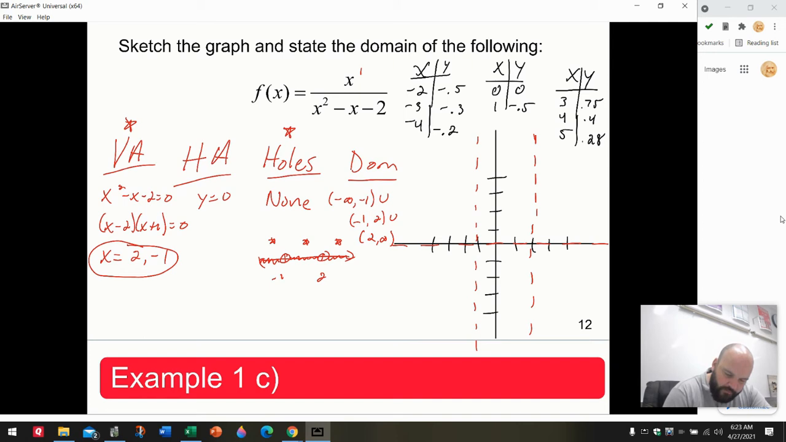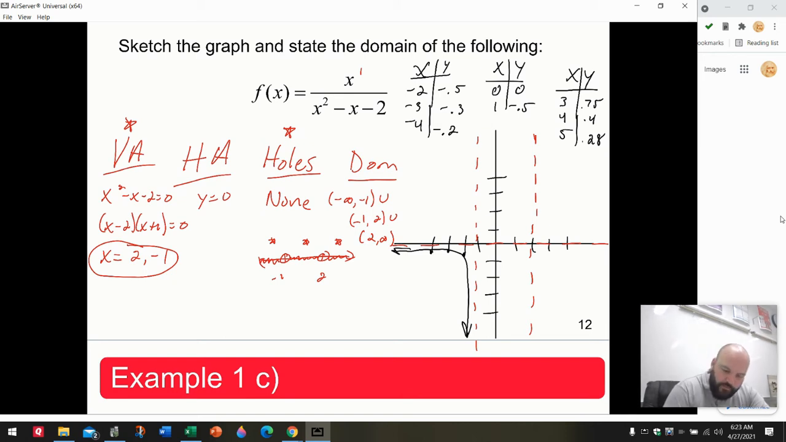So we have -2, -0.5, which would be about there. We have -3, -0.3, and -4, -0.2. So you can see that the graph is slowly getting closer and closer to this horizontal asymptote like this. And as it approaches this vertical asymptote, it's going to shoot down very quickly. So there's our first graph.